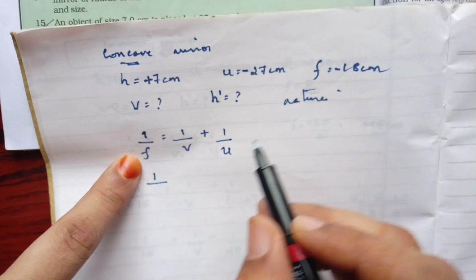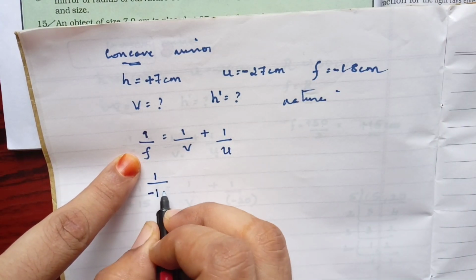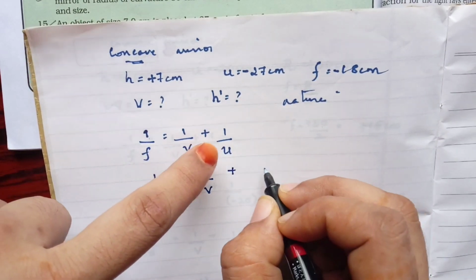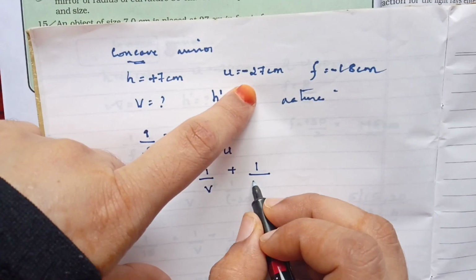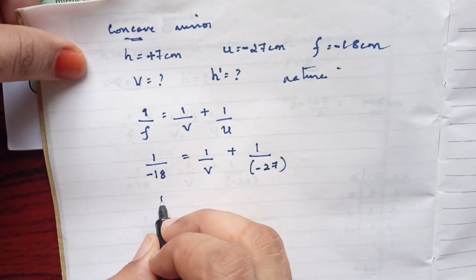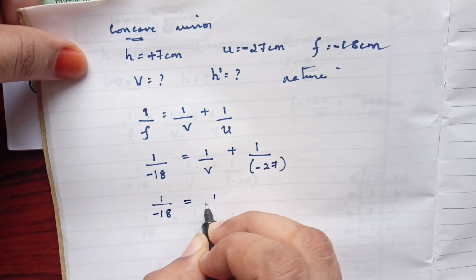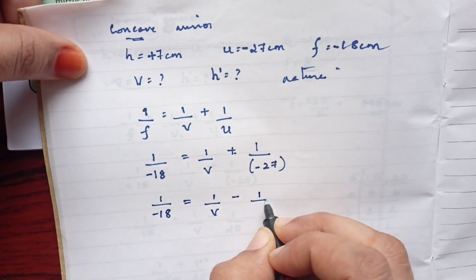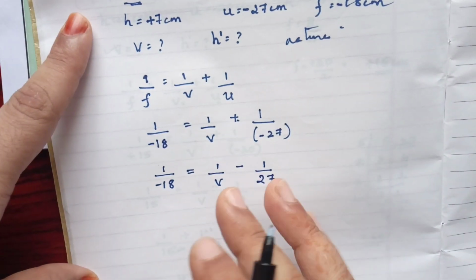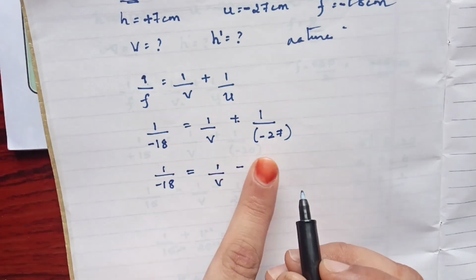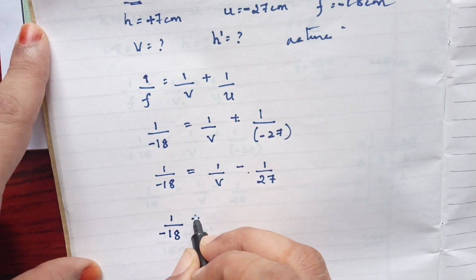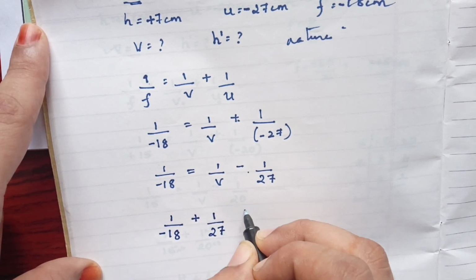Take care here. My f is minus 18 is equal to, I need to find v, so 1 upon v, plus 1 upon u. My u is minus 27. As I told, when it is minus, always place it inside the bracket. Now solving, minus 1 upon 18 is equal to 1 upon v plus (minus 1 upon 27). I'll bring all the numerical values now to one side and keep the alphabet on this side itself. I'll keep this here, this part I'll bring over here. 1 upon minus 18, minus will come over here, it will become plus 1 upon 27 is equal to 1 upon v.